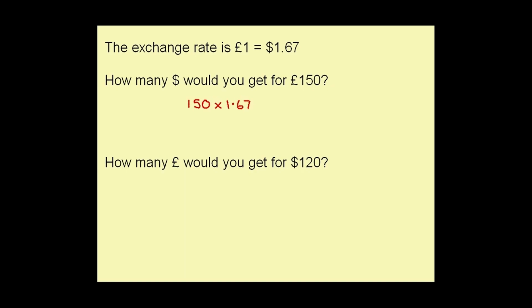So for £150, I'm going to get 150 times the $1.67. This type of question is usually on the calculator paper, so you can use a calculator to do this. You get the answer $250.50. If we want to change dollars into pounds, instead of multiplying by 1.67, we need to divide by 1.67. Again, we use a calculator and we get £71.86 rounded to the nearest penny.